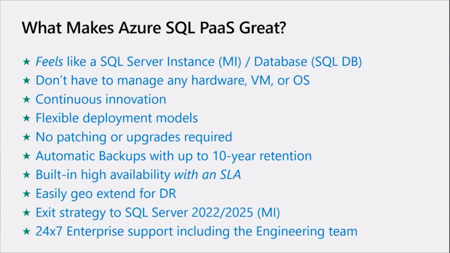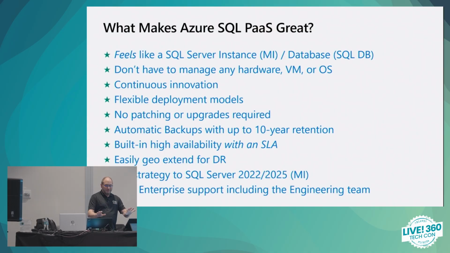You get continuous innovation. Where we start to get really crazy and complicated is when people start to say, okay, now I need to go to PaaS and I need to decide if I need general purpose or business critical, and how many vCores do I need, and how much memory do I need, and do I need to do this and this and this and this. Let's not get there just yet, okay?